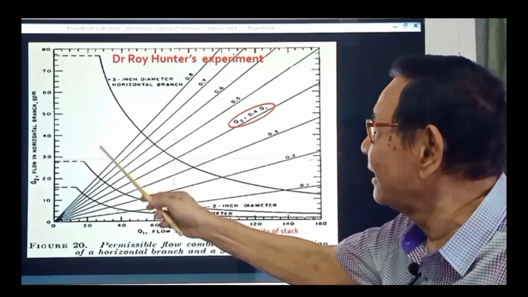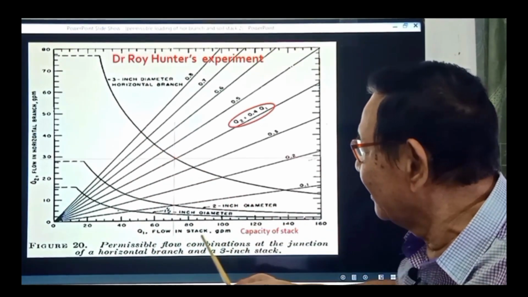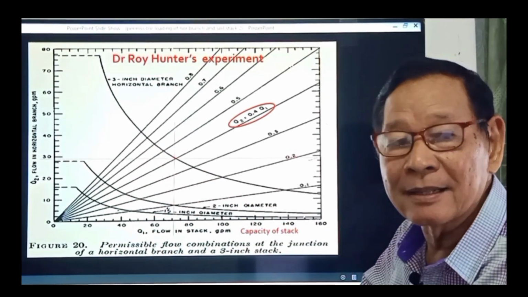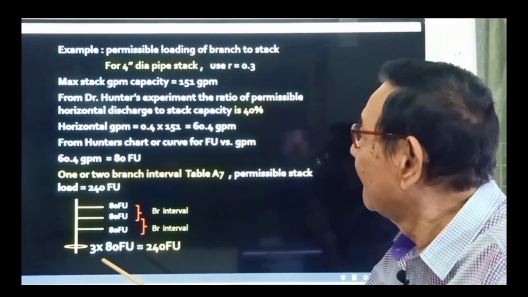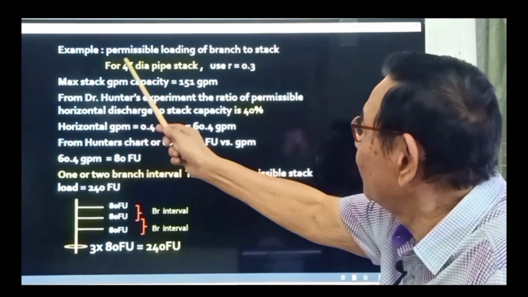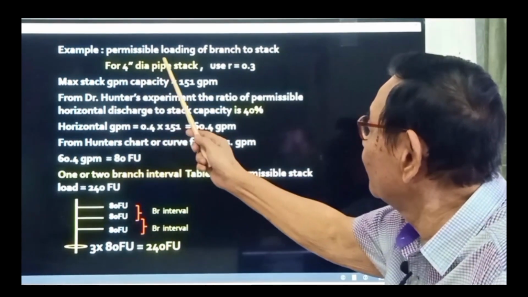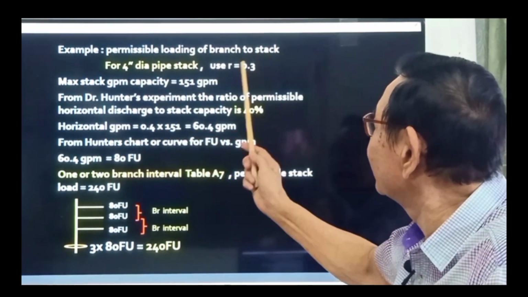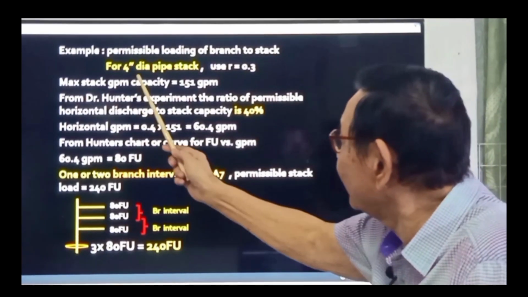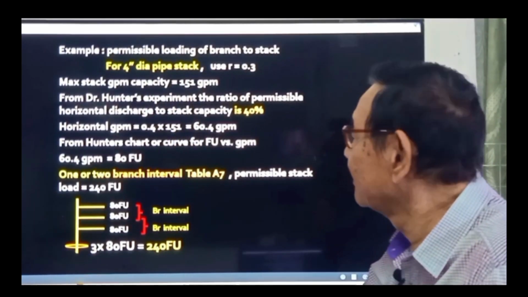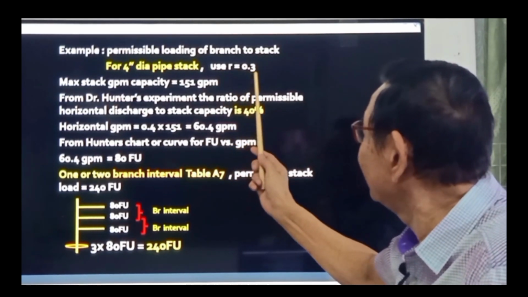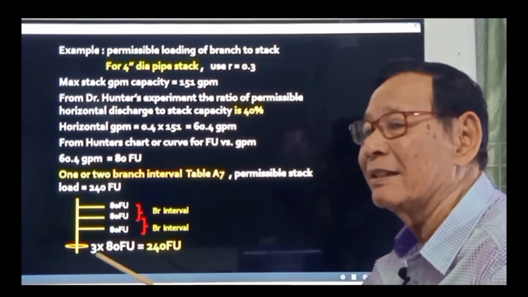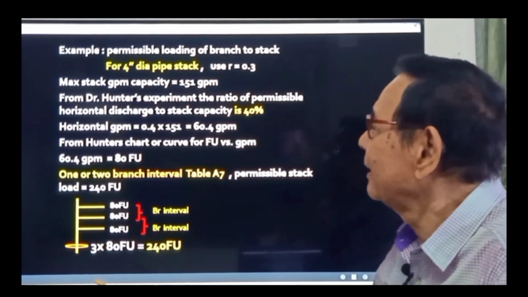You size another size of stock that you will have. You resize it. Okay. I'll give you the example. Permissible loading of branch stock for 4-inch diameter pipe stock. Dr. Hunter uses 0.3 instead of 0.29, 0.3 ang nagamit niya.